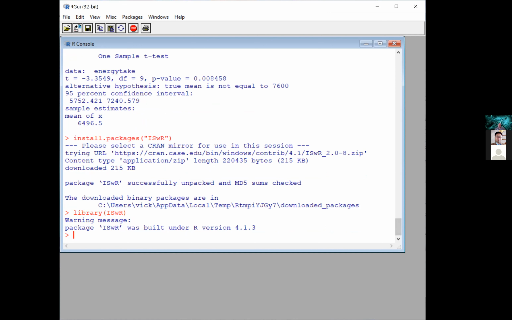It's in there, so we can keep going. I'm using an older version of R. I need to upgrade to the 4.1, but I'm at the 4.0 right now. Now, we're going to attach energy intake. This is the data on pre and post-menstrual energy intake in a group of women.